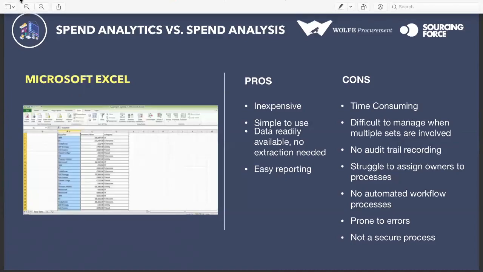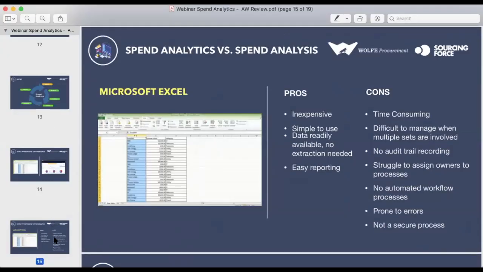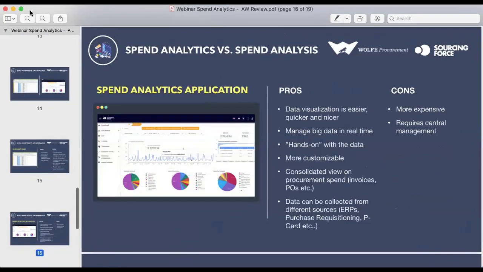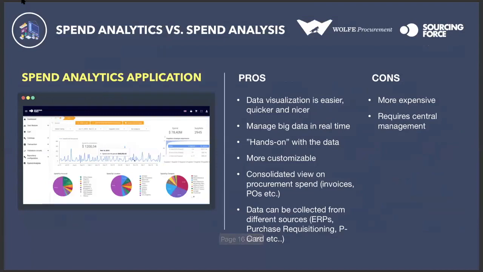Let me apologize, my arrow buttons are not working there. When we look at a spend analytics application or platform, the pros are that data visualization is easier, quicker, and nicer. You're really picking an application for what it's meant to do. You can manage the data in real time. It's constantly being updated as you establish your integrations and links with the other source systems. You're hands-on with the data, same point as I just mentioned. It's more customizable. You're able to customize the application to fit your business and how you work within it.